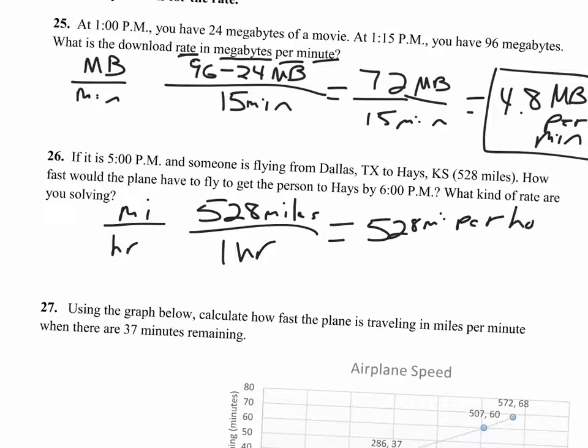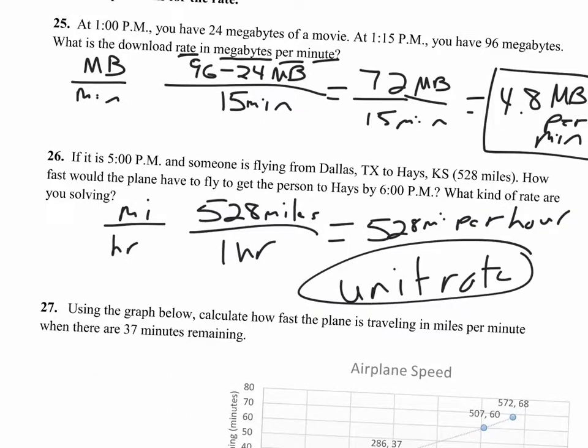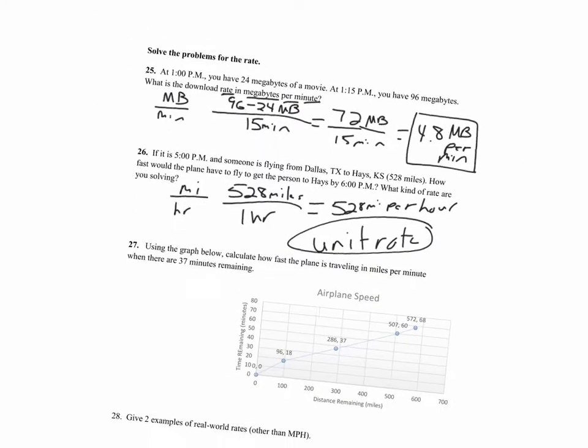What kind of rate did we just get? Talking about 1 hour, right? So it's the unit rate. When you're talking about 1, it would be the unit rate that we're talking about. So it's 528 miles per hour. And we are talking about the unit rate because we're trying to get how many miles we have to go in 1 hour, is what we figured out.